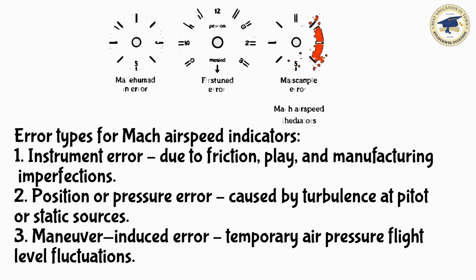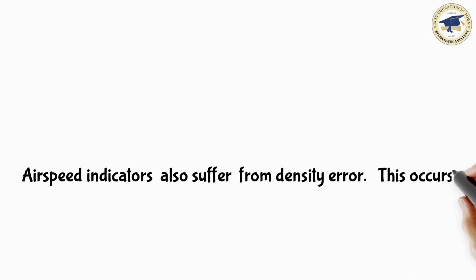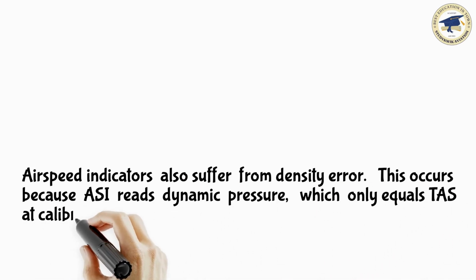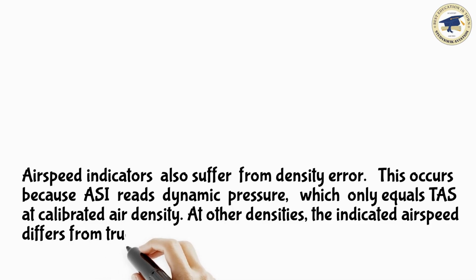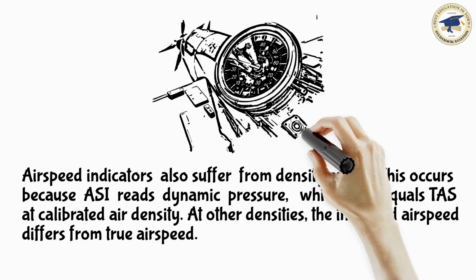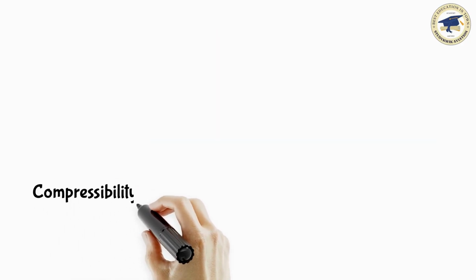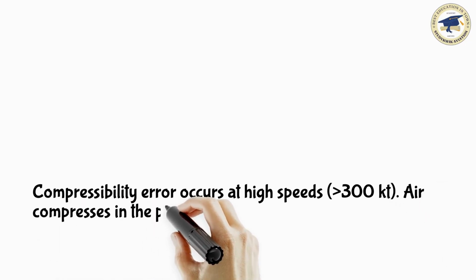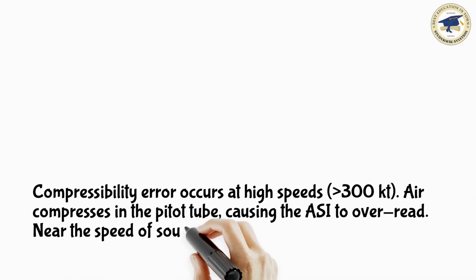Airspeed indicators also suffer from density error. This occurs because the ASI reads dynamic pressure, which only equals TAS at calibrated air density. At other densities, the indicated airspeed differs from true airspeed. Compressibility error occurs at high speeds, above 300 knots. Air compresses in the pitot tube, causing the ASI to overread. Near the speed of sound, this error can exceed 20 knots.